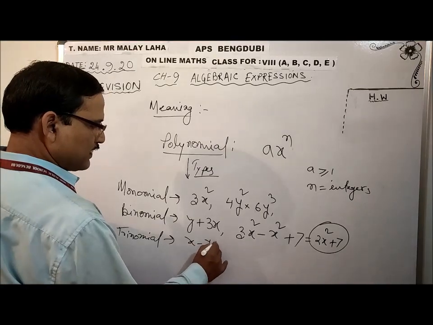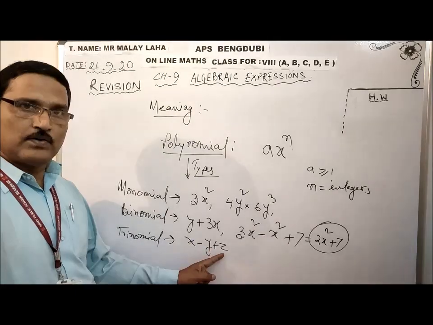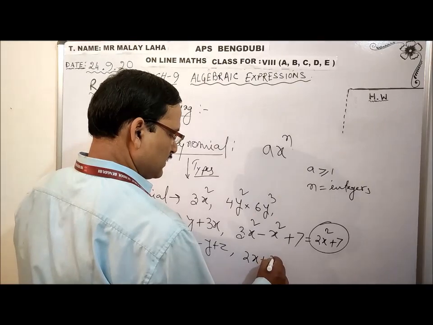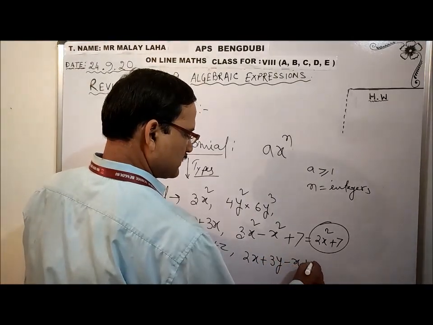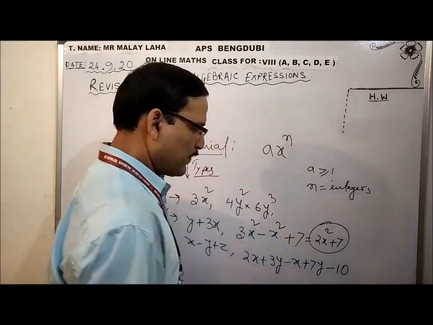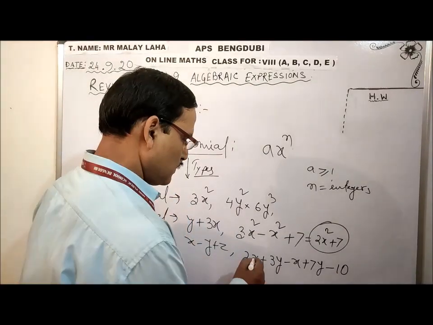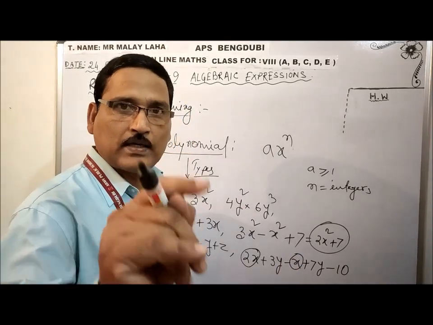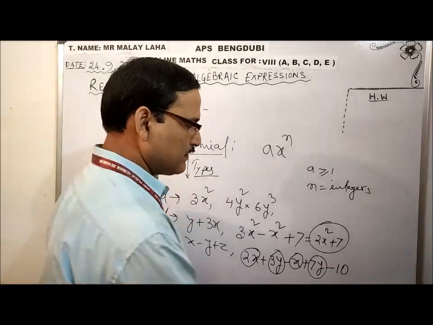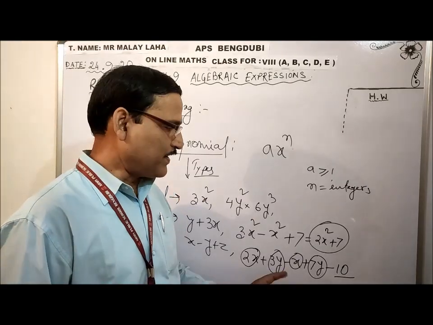Similarly, trinomial: x minus y plus z. 1, 2, 3. x, y, z, all are unlike, that's why we count trinomial. But if I say 2x plus 3y minus x plus 7y, okay, then minus 10. How many terms are there? 1, 2, 3, 4, 5. Pentanomial this way? No. So 2x and this x count as 1. 3y and 7y like, count as 2. So 1 term, 2 terms, and this constant term 1. 10 is already 1 term. So how many terms are there? 3 terms. So apparently it is looking like 5 terms.